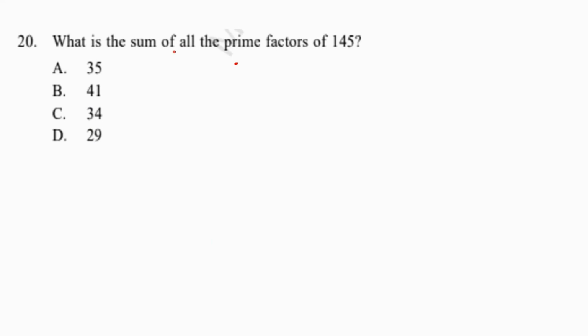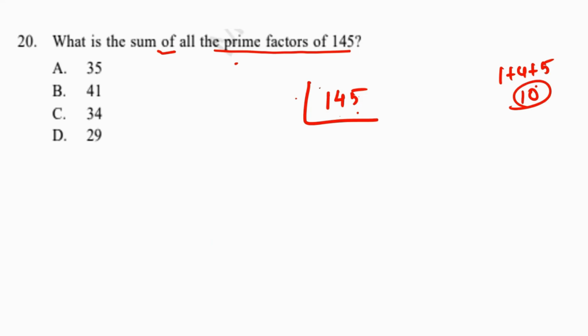Next, question number 20: what is the sum of all the prime factors of 145? To find the sum of the factors, first we need the factors, obviously. So 145: if we add 1 plus 4 plus 5, it's not divisible by the least prime number, that's 2, because it's an odd number. Next, 5 plus 4, 9, plus 1, 10, not divisible by 3 as well. So we take the next prime number, that's 5. 5 twos are 10, 4 left, 45, so 5 nines are 45. 29 itself is also a prime number. So the sum would be 29 plus 5, 34, option C.